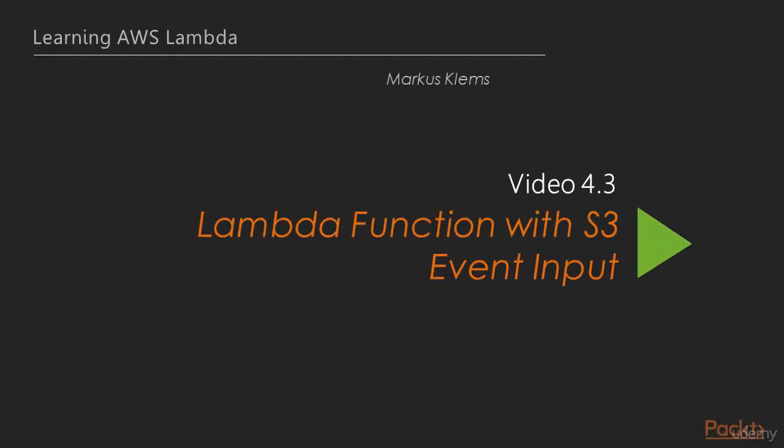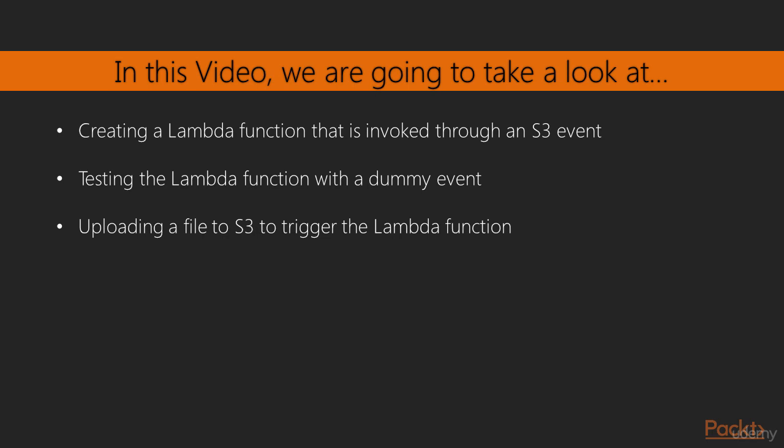In the previous video, we created a synchronous Lambda function that takes a string as input and returns a string as output. Now we will create an asynchronous Lambda function that is triggered through S3 events. In this video, we are going to create a Lambda function that can be invoked through S3 events. Then we will test the function with a dummy event, and then we will upload a file to S3 and see if our function is triggered through the createObject event.